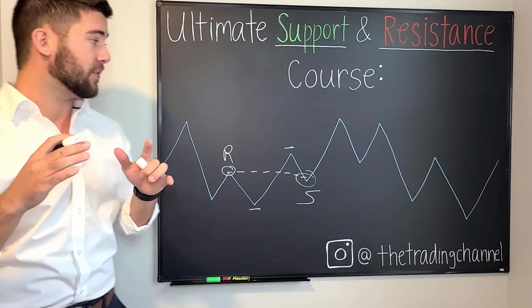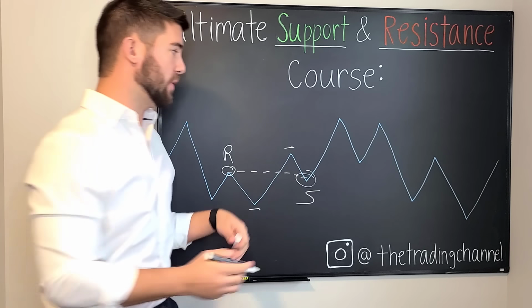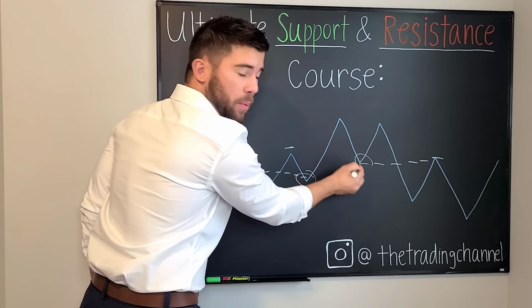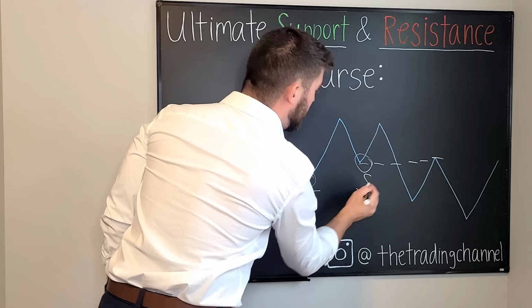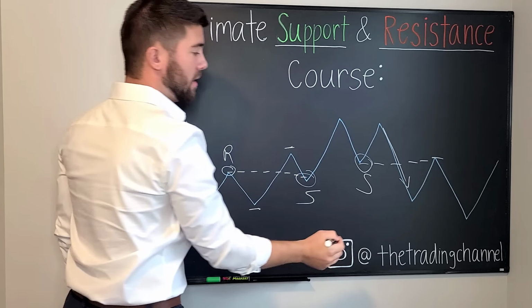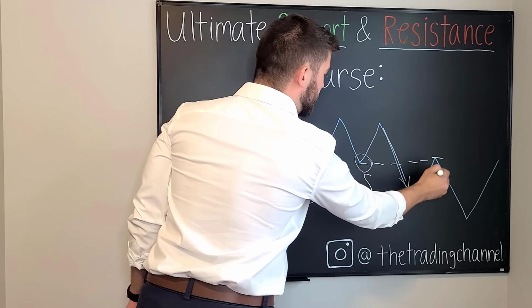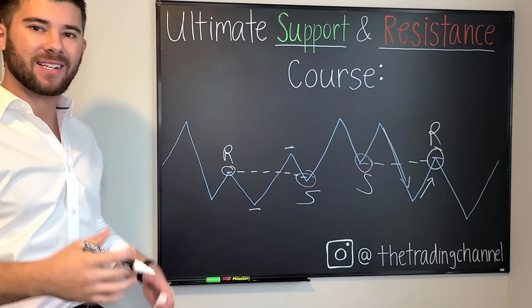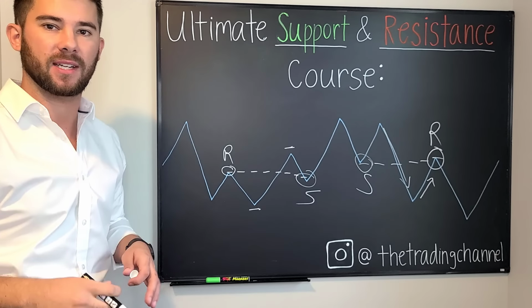That's the first type. And if this was reversed, which we'll do right over here, this support level here, broken through, what happened when it pulled back? Becomes resistance. That is the trend continuation support and resistance concept.